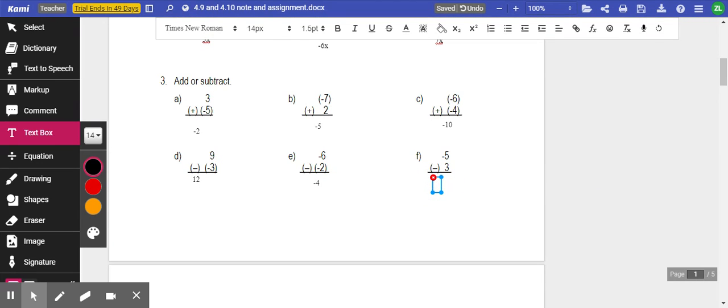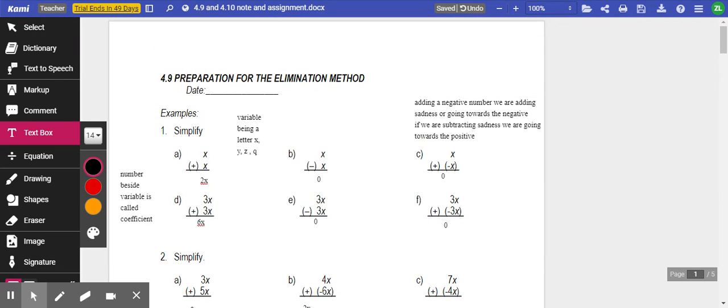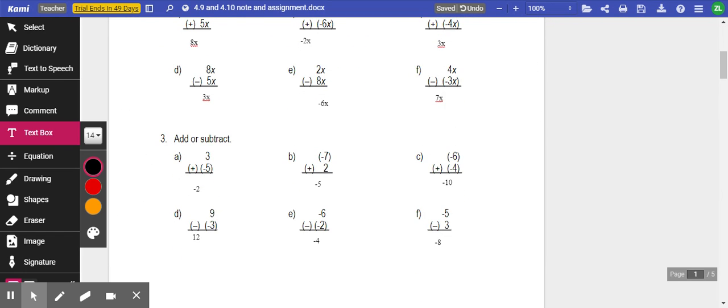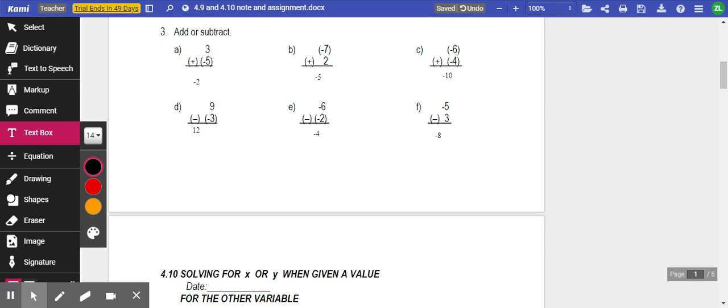So negative 5 minus 3, once again, we're just adding into the negative. Negative 5 minus 3 being negative 8. And that is 4.9, preparation for the elimination method. A lot of this is review, guys, and you should be able to continue to do this, okay?